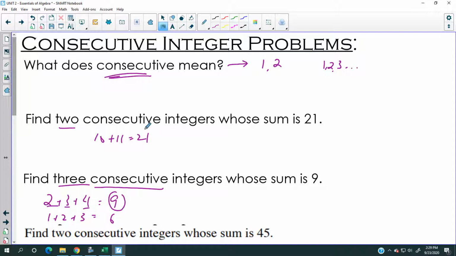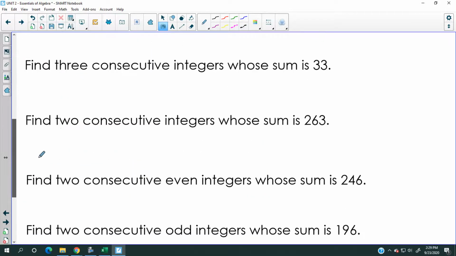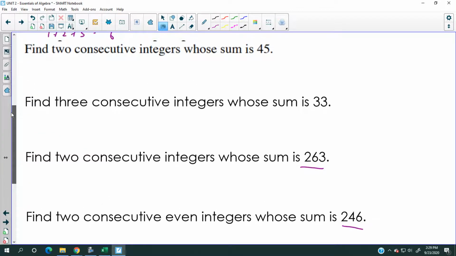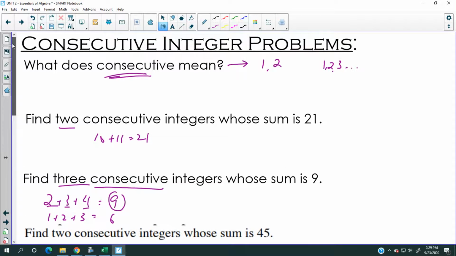So here's the question, though. What happens if the numbers are so big, like 263, 246, 196? You're really going to spend all that time, even if you have a calculator, looking for those consecutive numbers? You're not. So one way that we could use algebra to help us is by using this.